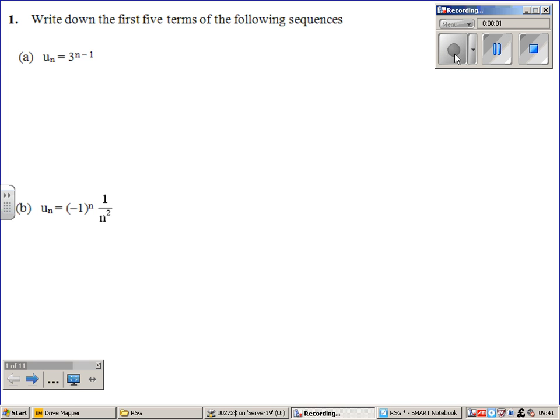Okay, so on question 1 on the worksheet G, series and sequences, we've got to write down the first 5 terms of the following sequences. So question 1a, we've been told that the nth term is 3 to the power n minus 1.